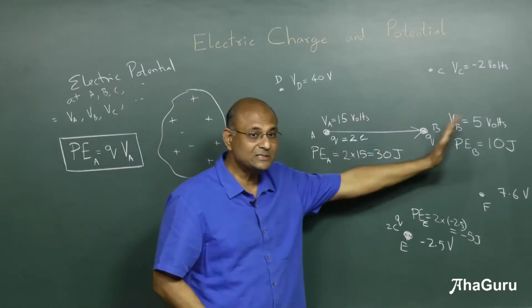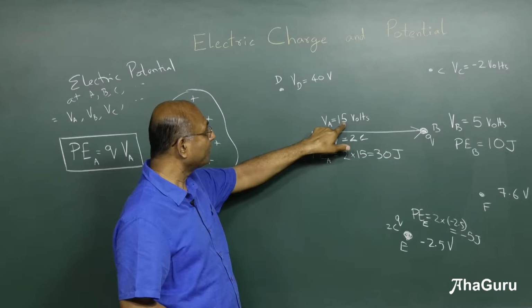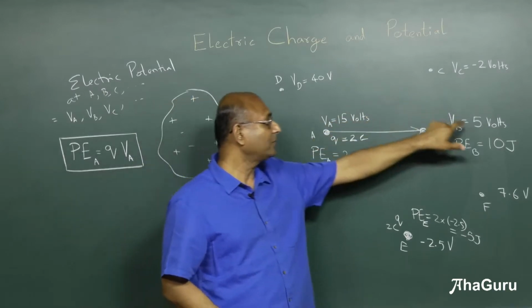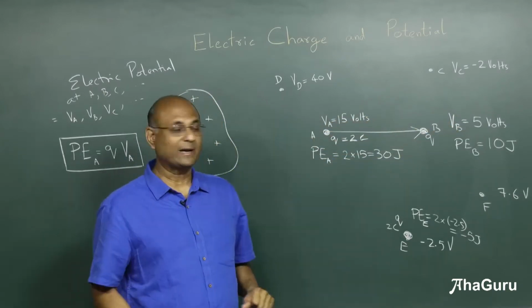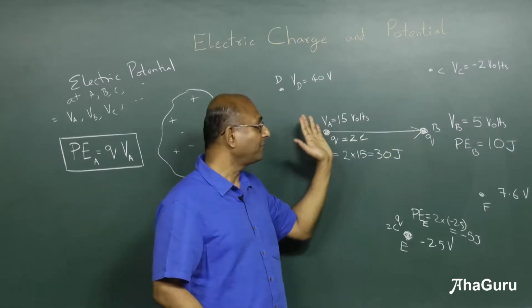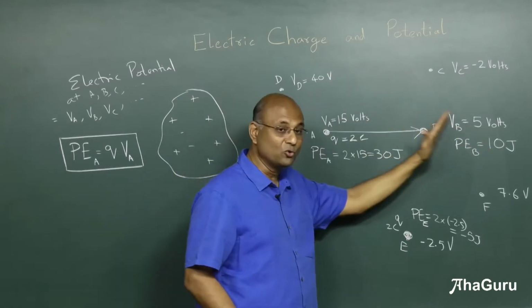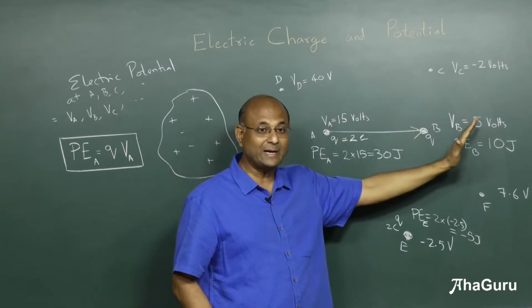Why did the potential energy of this charge decrease? Because the potential was high here and the potential was low there. 15, 5. 5 is lower than 15. The charge wants to lose energy. So if it went from here to there, it loses energy.